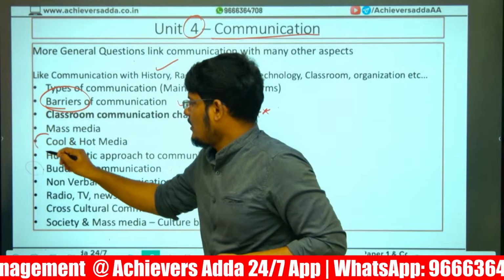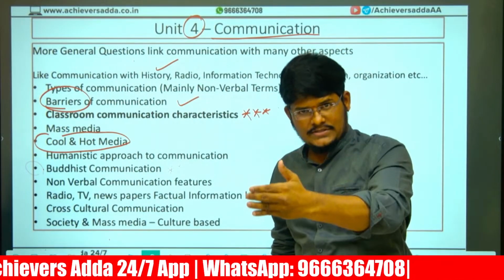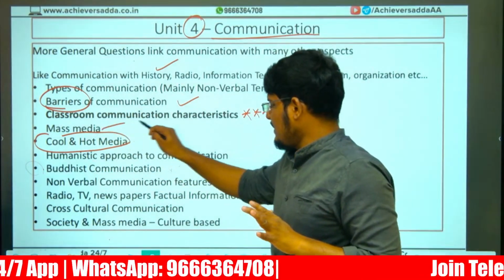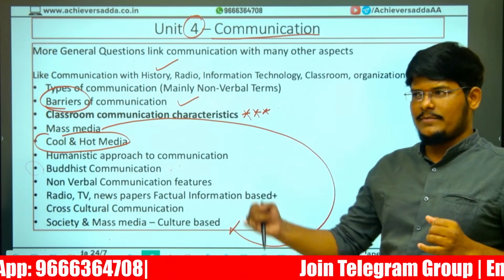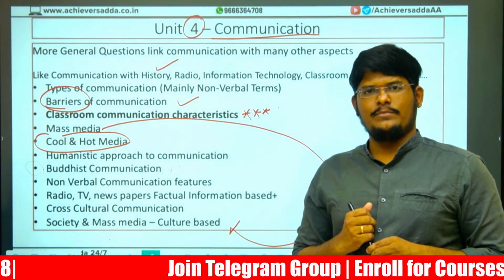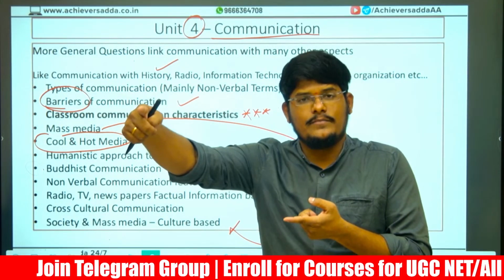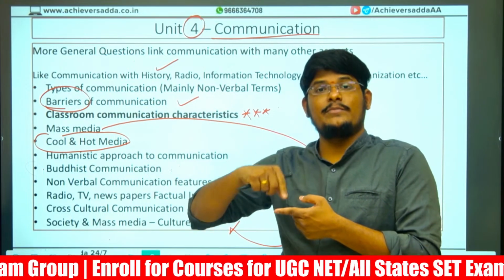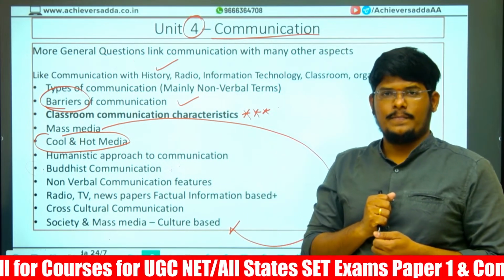Next, hot media and cool media. Cool media and hot media differences, examples of cool media, examples of hot media. Most important. Mass media means print media, electronic media as well as social media or digital media. Linking that mass media with society, with culture, with judgment-based questions and judgment-based statements.